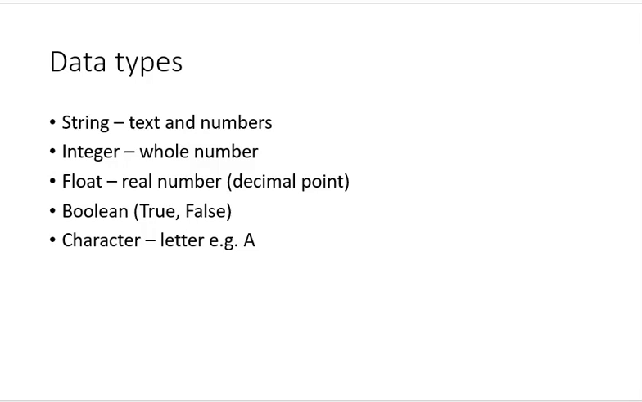So the main data types that we're going to be looking at are string, which can be text and numbers; integer, which has to be a whole number; float, also known as a real number, which may contain a decimal point; boolean, which is true or false, it's one or the other; and a character, e.g. the letter A, just a single character.